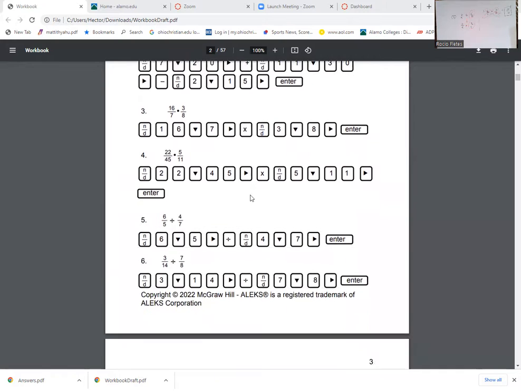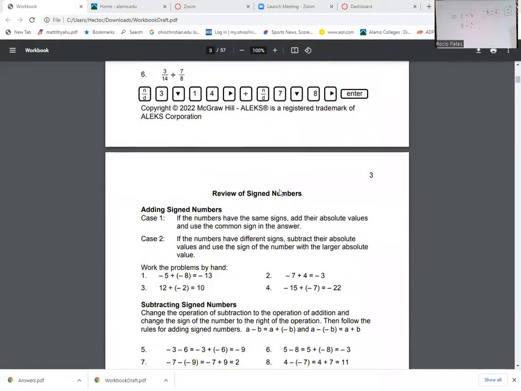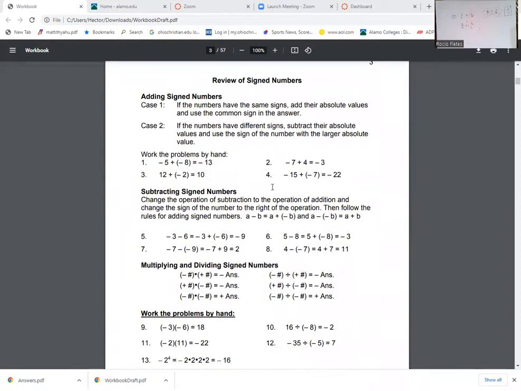Okay, so we're going to skip all this, and we're going to move on to the review of signed numbers. This is important too, because sometimes we get confused with the different signs. So just a little bit of review on this. Let me write down the topic here: review of signed numbers.